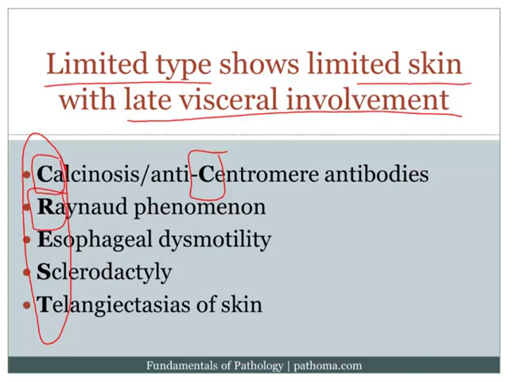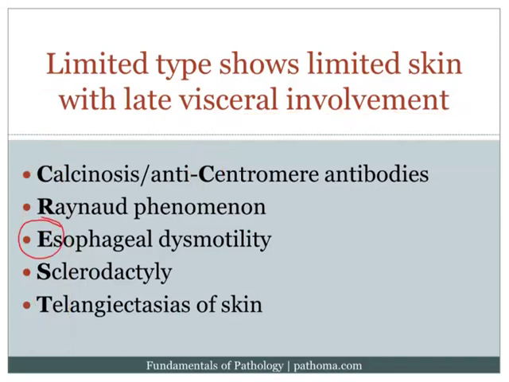This is one of the earliest signs that is seen in the limited type of systemic sclerosis. It's often seen years before any other symptoms or signs develop. But remember that Raynaud phenomena can also be seen in lupus patients. It can also be seen in normal patients, and so it's not specific for the disorder. The E in the CREST stands for esophageal dysmotility.